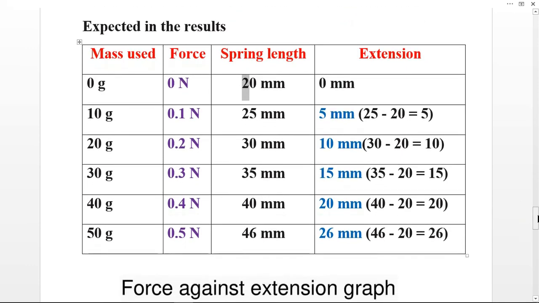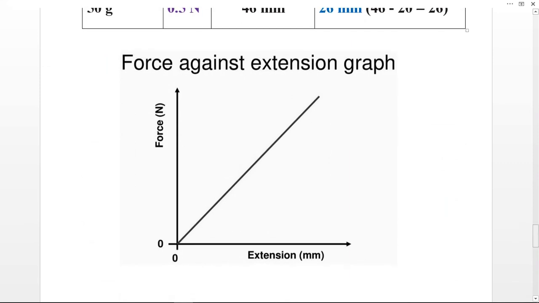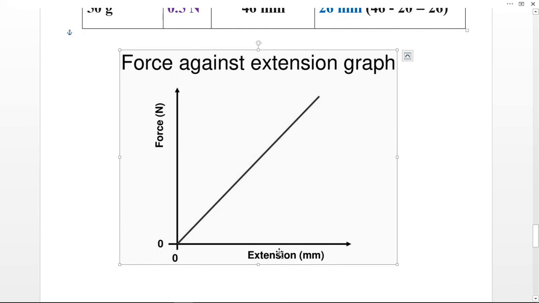If you want to draw this graph on graph paper, here you have two axes. On the y-axis you have the force, on the x-axis you have the extension, and if you draw the graph, you will find a straight line. This straight line shows that these two quantities, force and extension, are directly proportional to each other. So this is about Hooke's law.